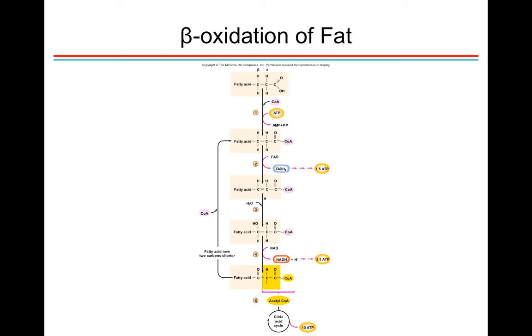So basically, 1 molecule of a fatty acid can give you way more ATP under aerobic conditions than 1 molecule of glucose. So fat is a really great source of energy and ATP. And again, beta oxidation occurs inside the mitochondria.